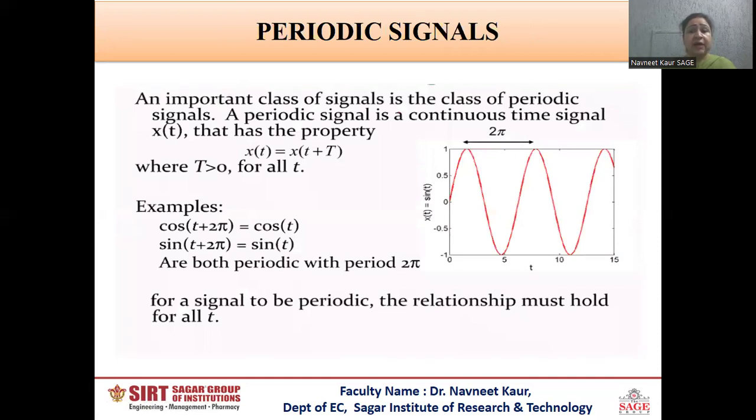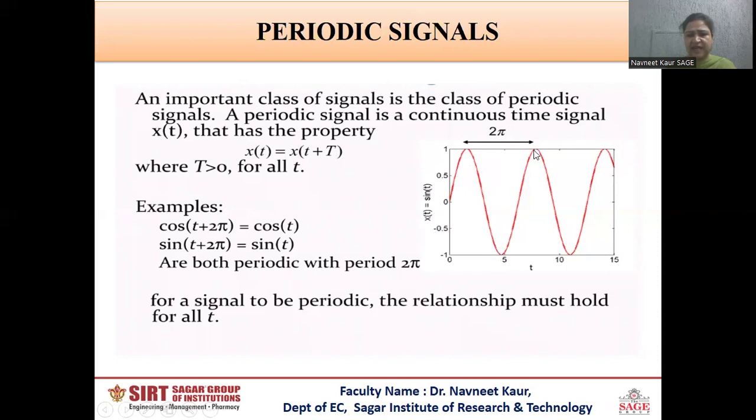Periodic signals are the signals which repeat themselves after a specific period of time. They have the property x(t) is equal to x(t + T), where capital T is the fundamental time period of the signal. That means the signal repeats itself after this fundamental T, which is greater than 0. Examples of periodic signals are the cosine signal and sine signal, which repeat themselves after a period of 2 pi. So, both signals are periodic with period 2 pi.